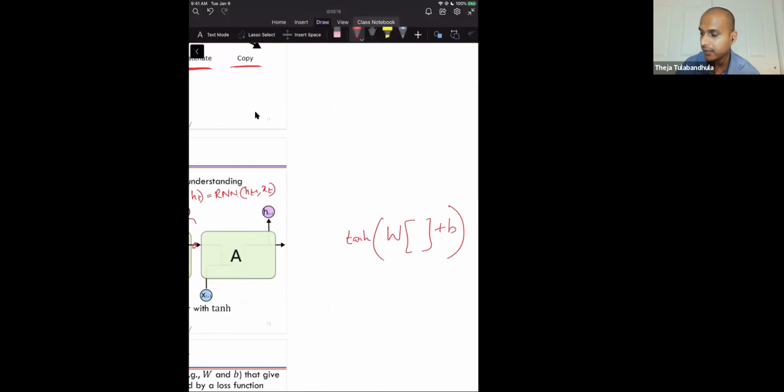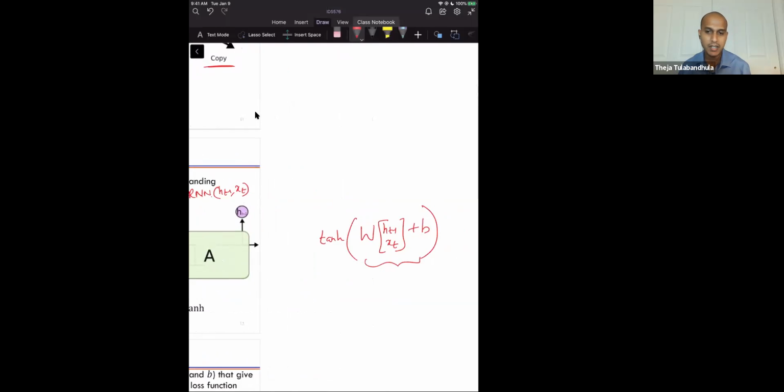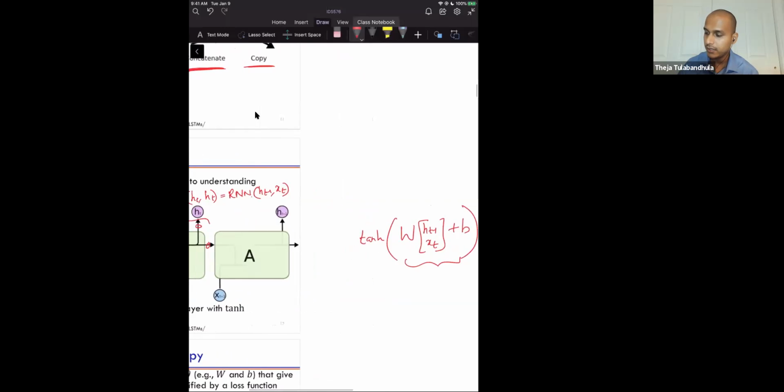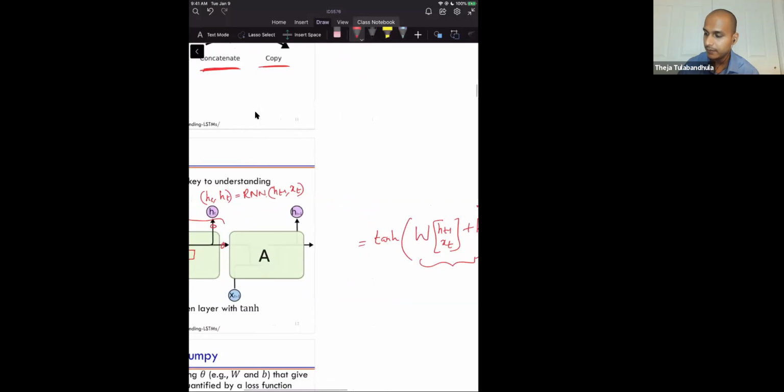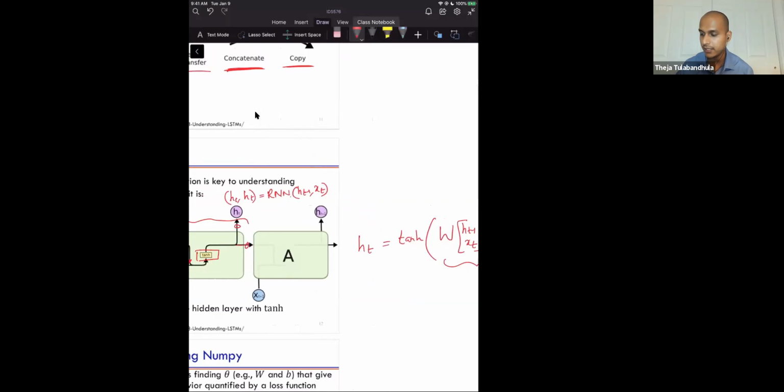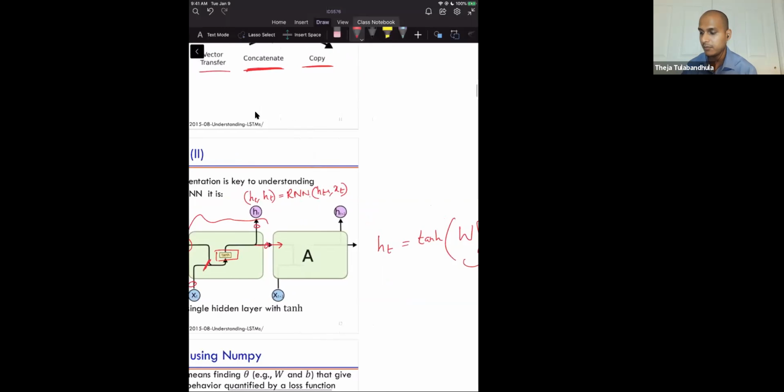The input is going to be ht minus 1 and xt, so you concatenate them. That was the concatenation operation. Because it's a layer, it will have a weight matrix and, let's say, a bias vector. So you compute that and apply the tanh transformation. This is essentially your ht. And ht is passed on to the next RNN block, and it's also available as an output if you want to read it.